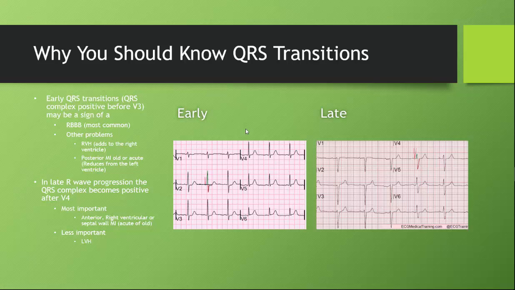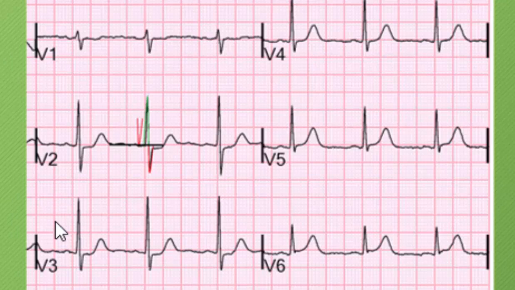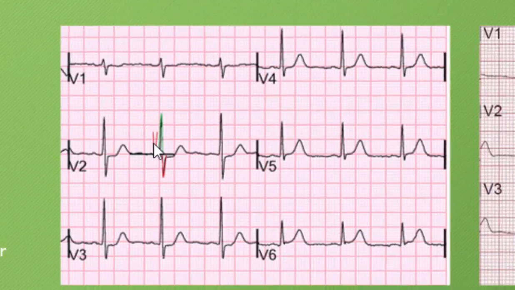So an early QRS transition, or a QRS complex positive before V3, might be a sign of a right bundle branch block, and some other problems might be RVH or even a posterior MI. So how do we know it's early? If you look in here, remember it's supposed to become positive in V3 or V4. And you can see right here the QRS complex. I took the negative deflection and measured it against the positive, and you can see the positive is actually quite a bit bigger than the negative deflection. So it's already a positive deflection in V2, so that means it is an early QRS transition.